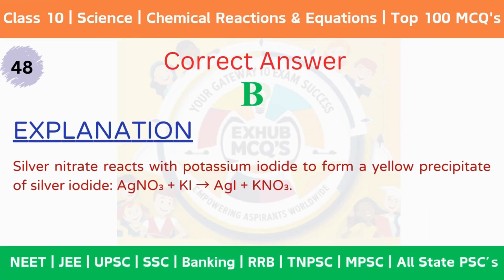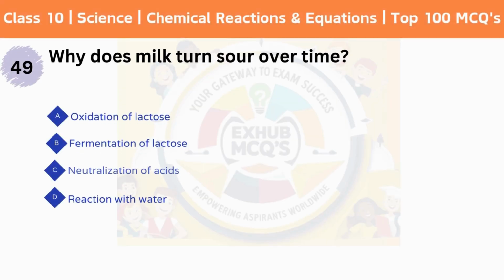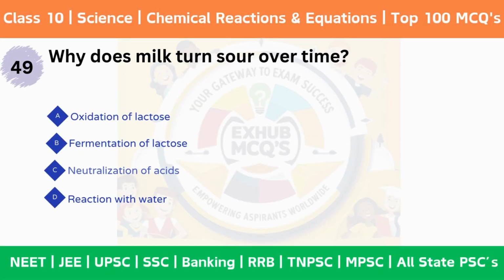Explanation. Silver nitrate reacts with potassium iodide to form a yellow precipitate of silver iodide, while potassium nitrate remains in solution. MCQ 49. Why does milk turn sour over time? Option A, oxidation of lactose. Option B, fermentation of lactose. Option C, neutralization of acids. Option D, reaction with water.